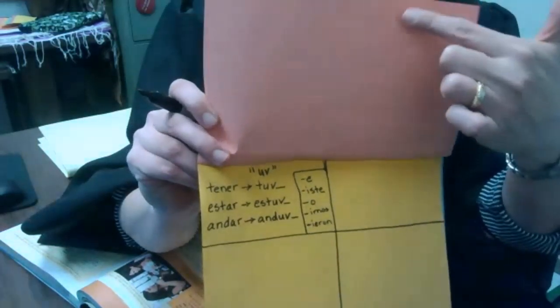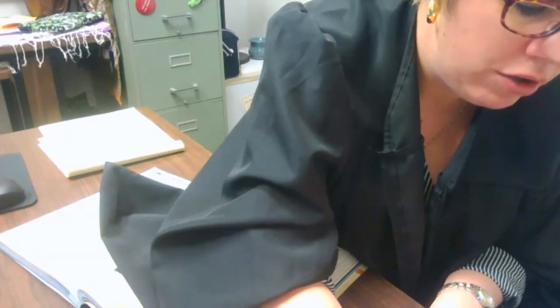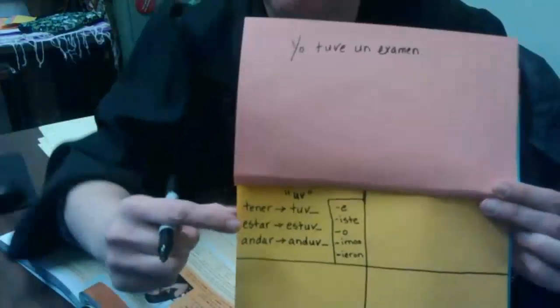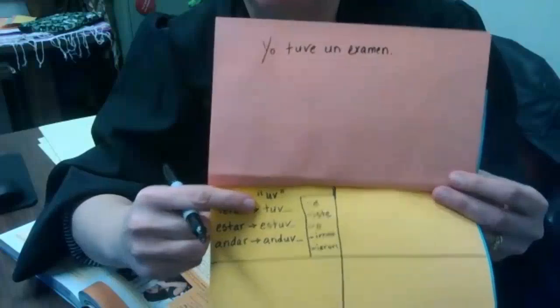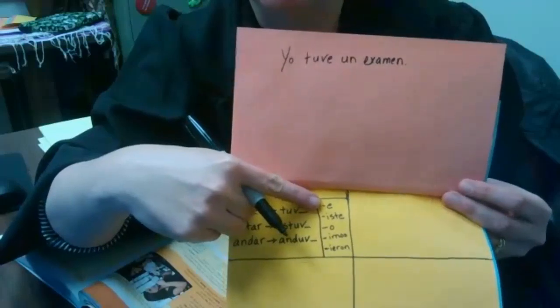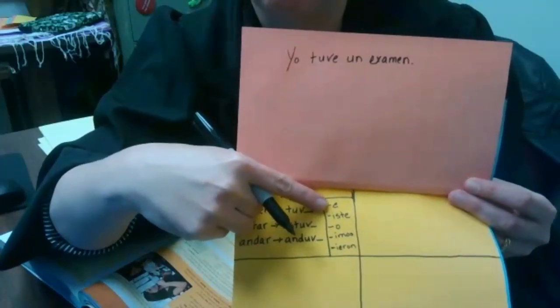And we can do some examples up here on the top. And we'll use the verb tener. So if I wanted to say I had a test last period, I would say yo tuve un examen. I had an exam. I had a test. Yo tuve. I took my new stem for the verb tener, tuv, and because my subject is yo, I added the E ending onto that new stem, so it becomes tuve.